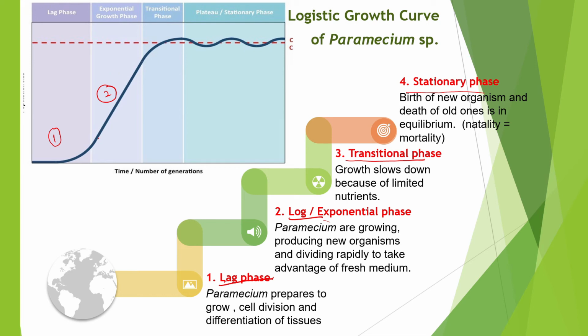As the number of individuals increases, the space and food become limited. So this will cause the growth to slow down. This is the third phase. And the last phase is stationary phase, where birth of new organisms and death of old ones is in equilibrium. So the number of individuals in the population will become stabilized near its carrying capacity.